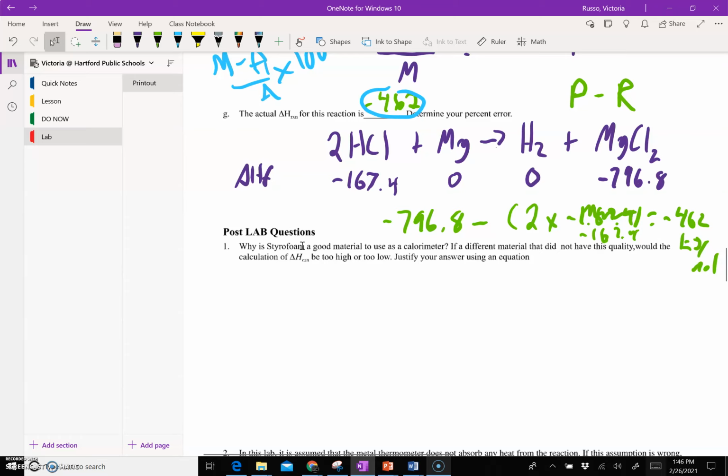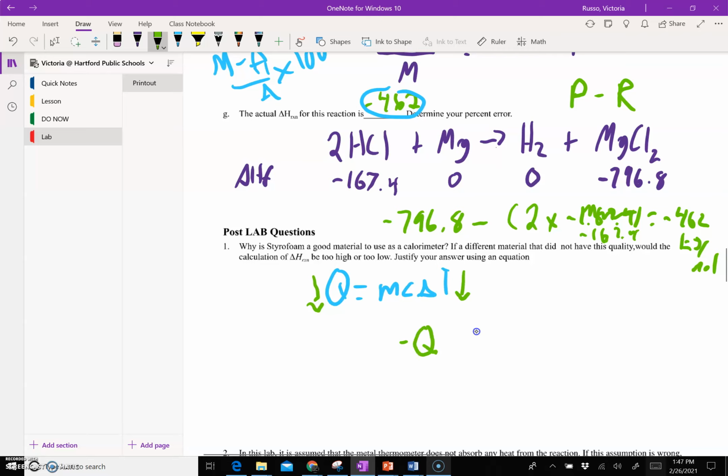So it says if you used a material that did not have this quality, will the calculation of delta H reaction be too high or too low? Justify your answer using an equation. When we were doing the calculations, we used the formula Q equals MC change in T. And if you lose heat to the environment, the change in temperature is going to be too low, because instead of the heat going into the water, it's going to go into the air. That makes the Q too low, right? Because you're multiplying. Now be careful. Remember, you make the Q negative.